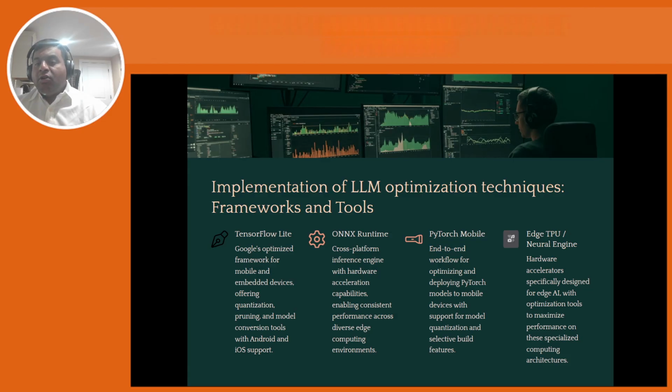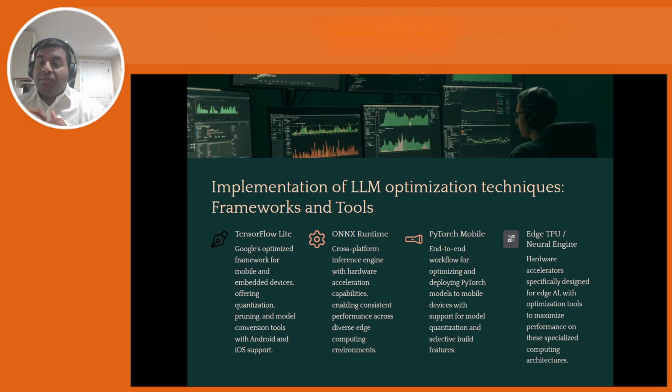Okay, we have covered the core optimization techniques. How do we actually implement them? Several frameworks and tools are already designed for this. TensorFlow Lite from Google is highly optimized for mobile and embedded devices, offering excellent quantization and model conversion tools, especially strong on Android with Google's TPU hardware.